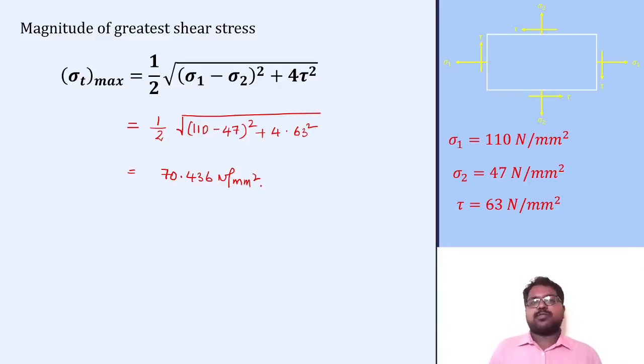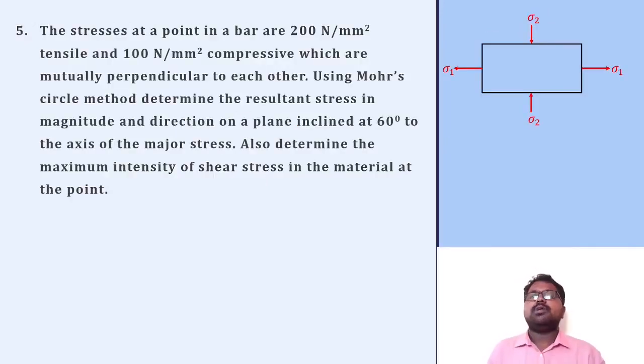So this is our first problem. Next I am going for the second problem. Here the second problem is given as: the stresses at a point on a bar are 200 Newton per mm square tensile and 100 Newton per mm square compressive. So on a point of a small rectangular member, the forces are acting as 200 Newton per mm square tensile on one plane and 100 Newton per mm square compressive on another plane, which are mutually perpendicular to each other.